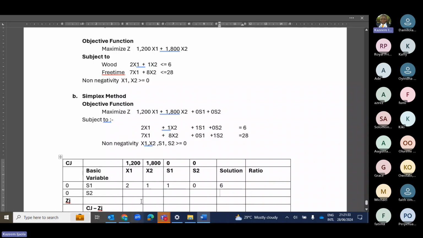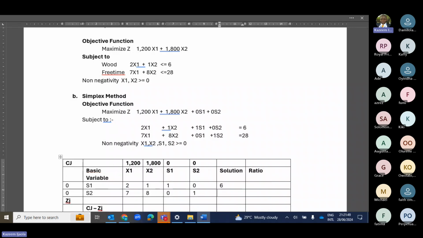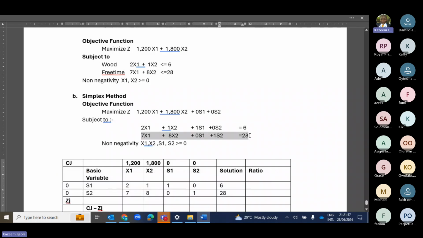Now, what about the second variable? The number that is attached is 7. Then for S2 is 8, and S1 is 0, and this is 1, and the total is 28. So this is what you do. These Cj are those numbers that are attached to each of the variables. That's your Cj.